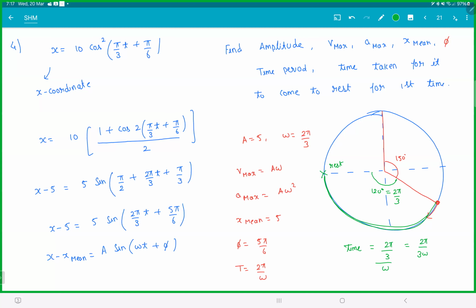The question is, when will it come to rest? Indirectly it is asking you, when will it reach the extreme position? Is that making sense? And if you're starting at 5π/6, the next extreme position will come at 3π/2, 270 degrees. The two extremes are where? One is at 90, one is at 270. Is that making sense, everyone?